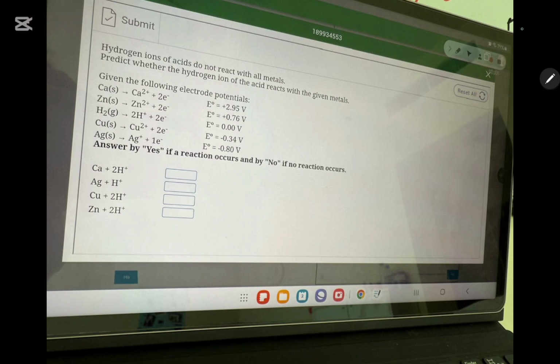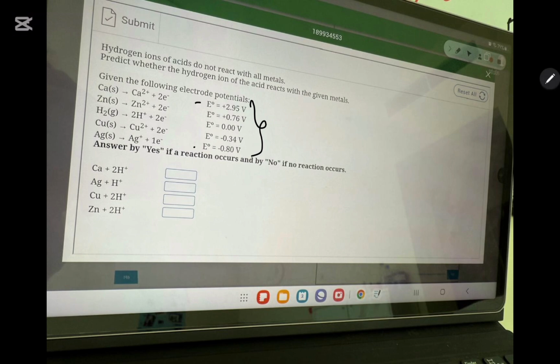Anyways, in this question, they're asking us, hydrogen ions of acids do not react with all metals. Predict whether the hydrogen ion of the acid reacts with the given metals, given the following electrode potentials. Now these are electrode potentials. Always they are given to us. Whenever we are dealing with electrode potentials, we need to order them from the highest electrode potential to the lowest, okay?